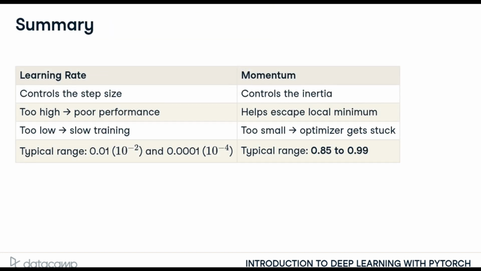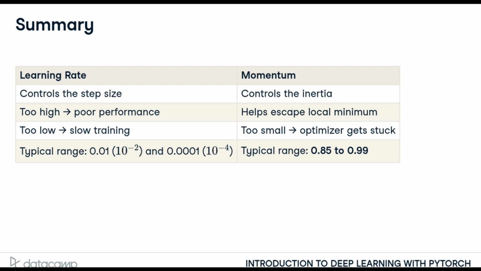In summary, two key optimizer parameters impact training: learning rate and momentum. The learning rate controls the step size, and typical values range from 0.01 to 0.0001.